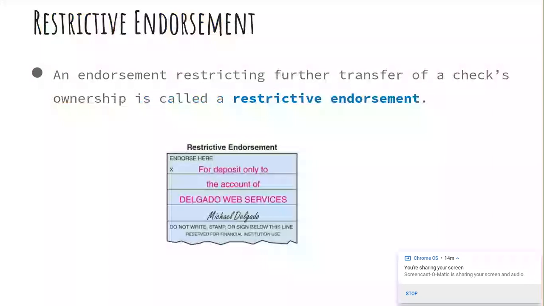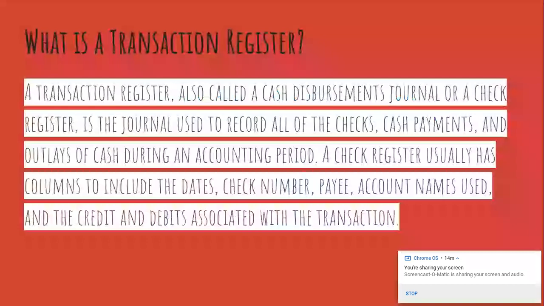And then we have restrictive endorsements. Like it mentions here, a lot of times businesses do restrictive endorsements. An endorsement restricting further transfer of the check's ownership is called a restrictive endorsement. A lot of the time you can see on the top there, when a business goes to deposit, they'll get a stamp, and they'll just stamp the back of it. It'll say for deposit only to the account of Delgado Web Services. That will be on every single one of them. And then Michael just signs it. That way the bank knows it's going into Delgado Web Services and Michael's doing it. Okay. That's a restrictive endorsement.